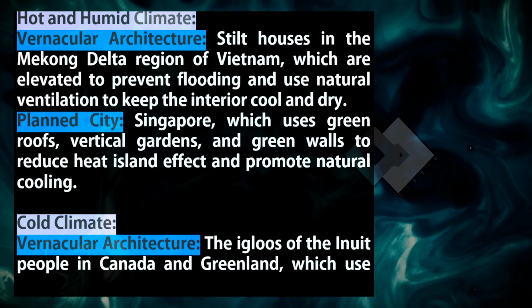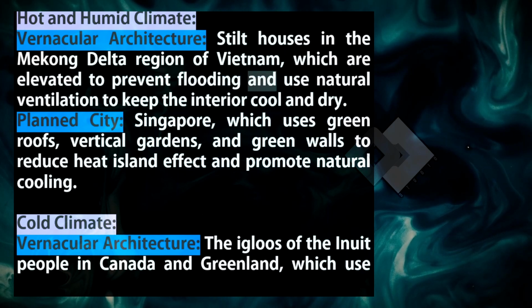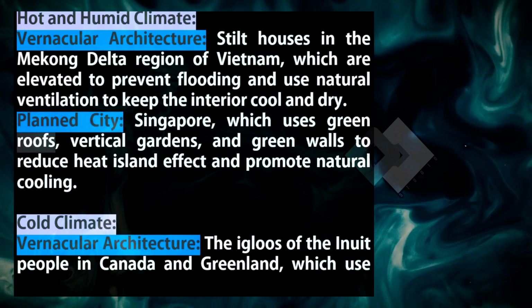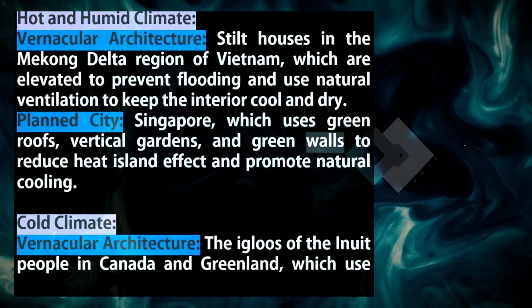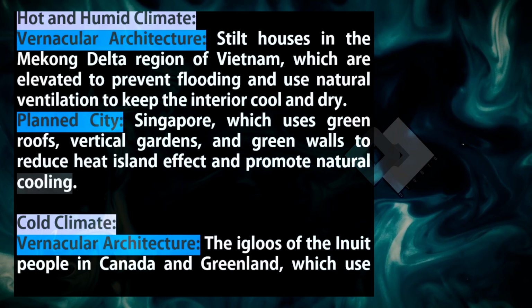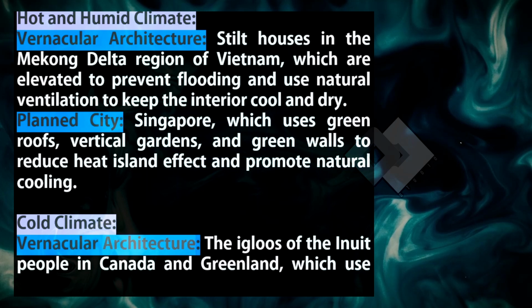Hot and humid climate. Vernacular architecture: stilt houses in the Mekong Delta region of Vietnam, which are elevated to prevent flooding and use natural ventilation to keep the interior cool and dry. Planned city: Singapore, which uses green roofs, vertical gardens, and green walls to reduce the heat island effect and promote natural cooling. Cold climate. Vernacular architecture.